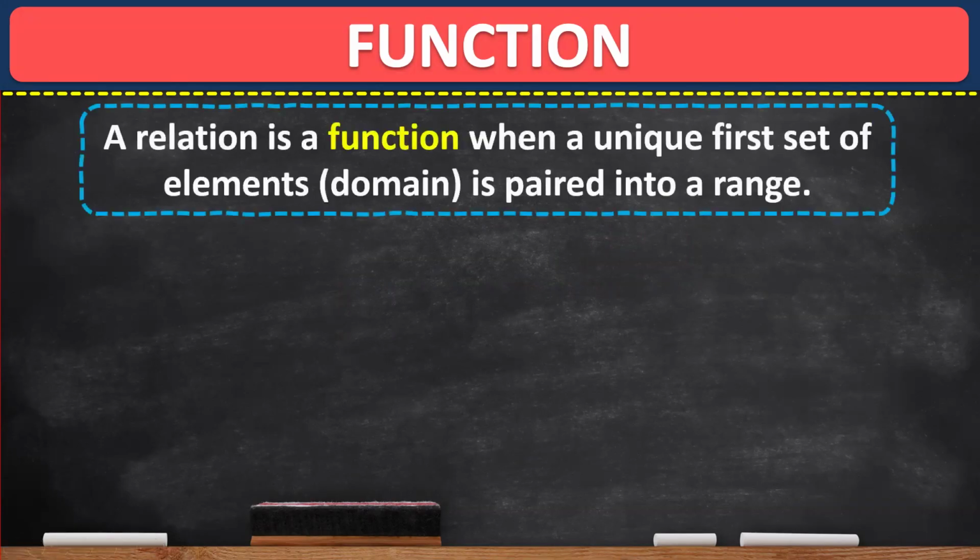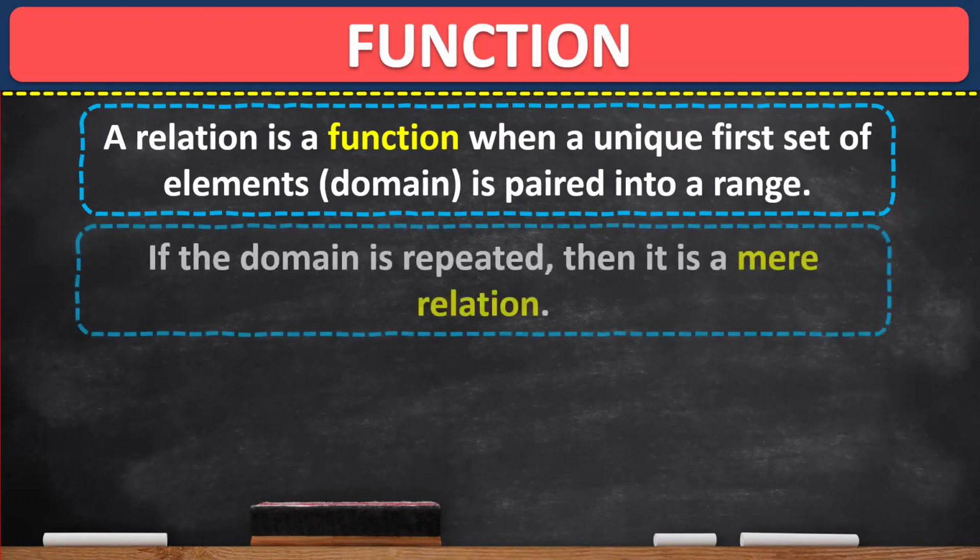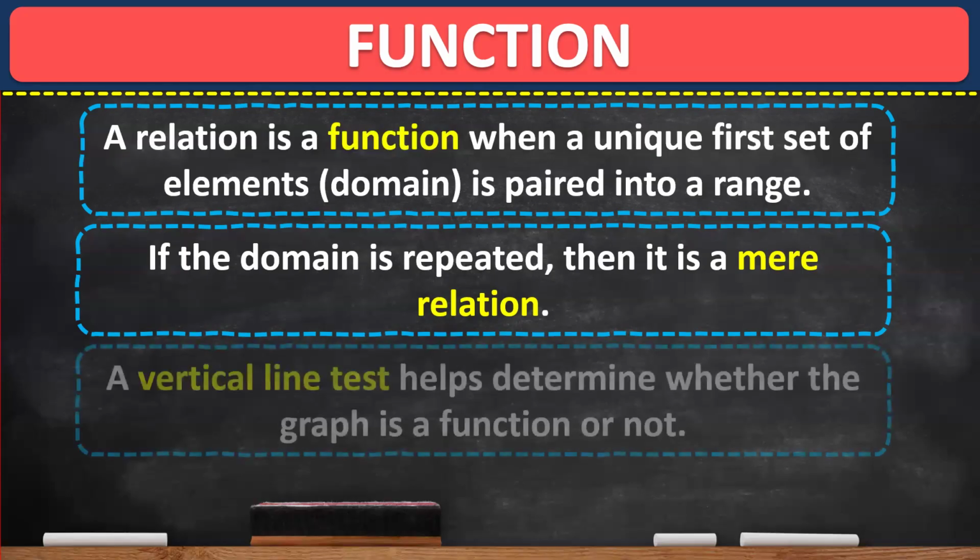So a relation is a function when a unique first set of elements or domain is paired into a range. So meaning, function is a special type of relation. The relation is a function if there is no repeating element in the domain. So actually, in identifying whether the relation is a function or not, you will simply look at the domain. Kapag walang naulit, or if there's no repeating elements in the domain, then that is a function. But if the domain is repeated, then it is a mere relation.